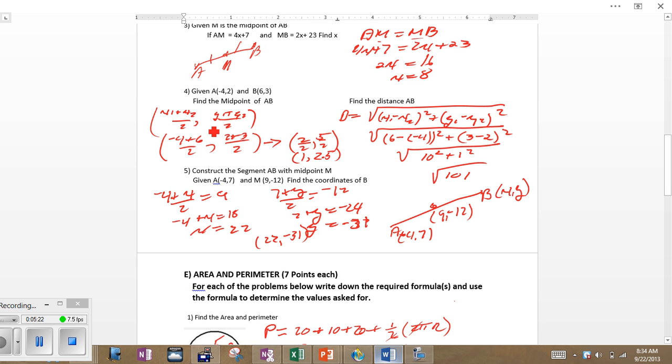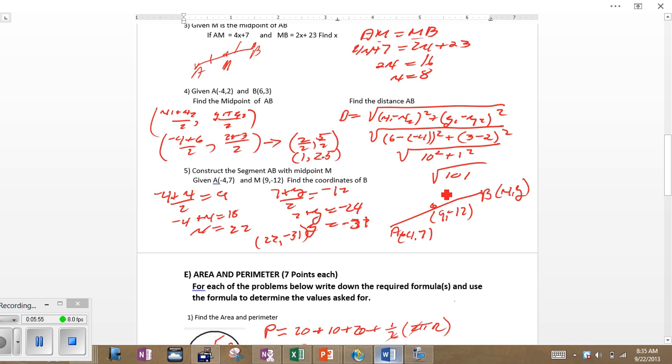X1 plus X2 over 2, comma Y1 plus Y2 over 2. Put in your values. The midpoint is 1 comma 5/2 or 1 comma 2.5. Apply the distance formula. Write the formula out. The square root of the quantity x1 minus x2 squared plus y1 minus y2 squared. Put in the numbers. Minus the negative turns positive. That goes to 10 squared plus 1 squared, 101, the square root of 101.